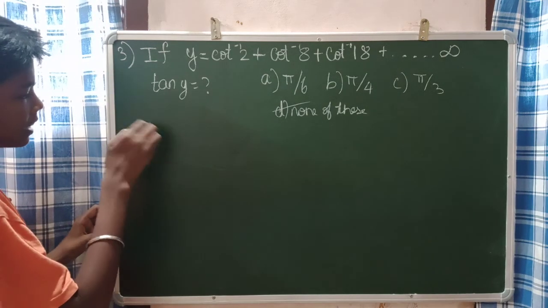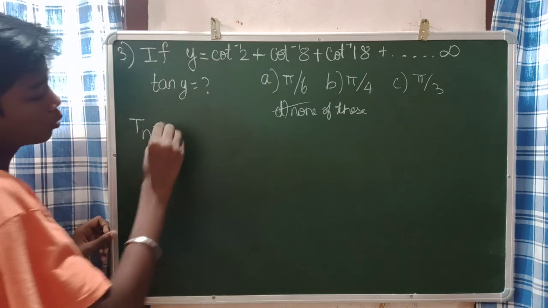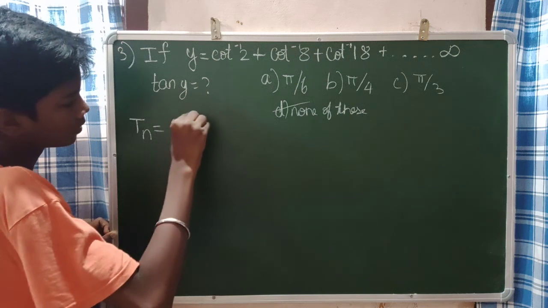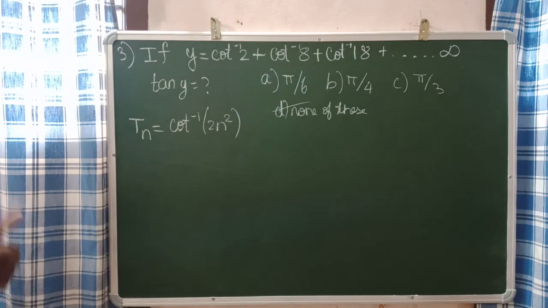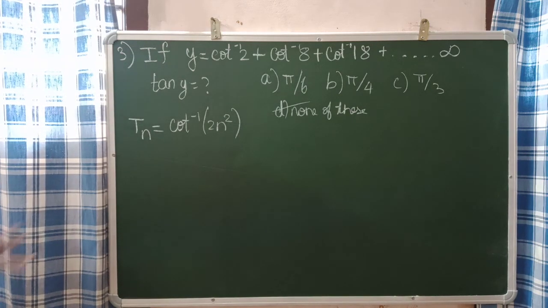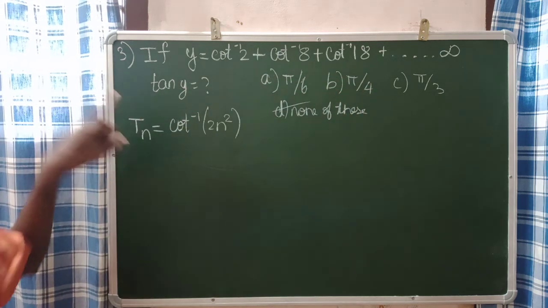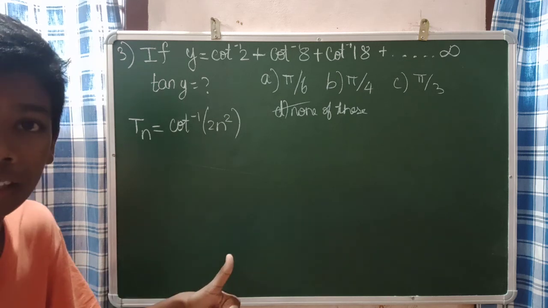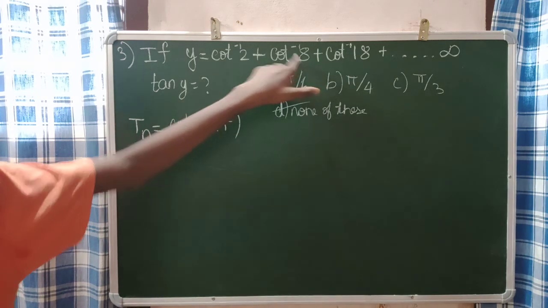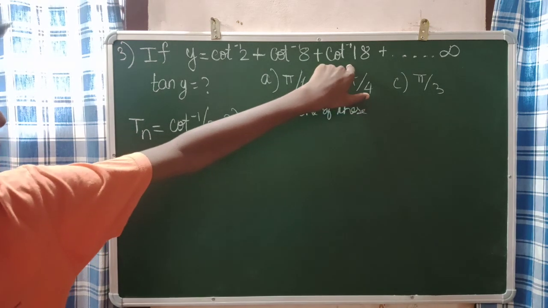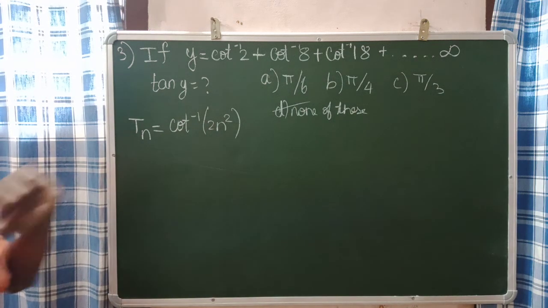So I can represent the general term as Tn is equal to cot inverse of 2n square. This is the general term of this particular series. How I am saying this, guys, observe the pattern. It's not very difficult. Just need to observe every element of this series. Then only you can find that. Because when you put 1 in place of n, you will get cot inverse of 2. When you put 2 in place of n, you will get cot inverse of 8. When you put 3 in place of n, you will get cot inverse of 18. So it goes on up to infinity.